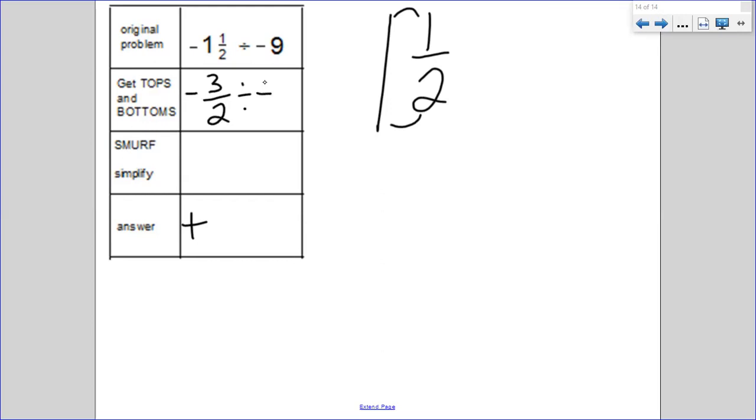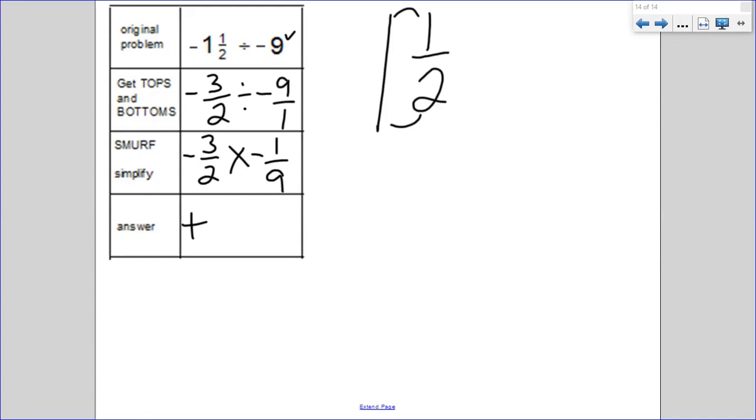Divided by negative 9. Do you know how to make any whole number a fraction? All you have to do is put a 1 underneath it. Because what is 9 divided by 1? 9, which is what we started with. So it's just another way to show 9, but now we have tops and bottoms. All right, let's smurf it. Same. Multiply. You are flipped. Here we go.